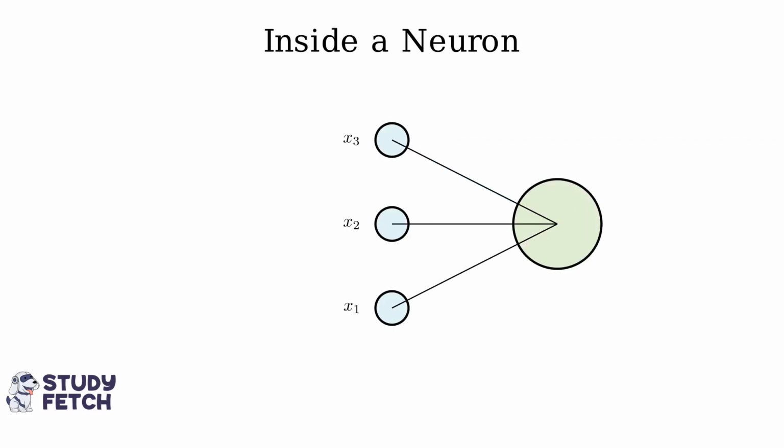Let's examine what happens inside a single neuron. Each neuron receives inputs from neurons in the previous layer. These inputs are multiplied by weights, which determine the importance of each input. The neuron also has a bias term added to the weighted sum. The weighted sum passes through an activation function, which introduces nonlinearity and determines whether the neuron fires an output signal.